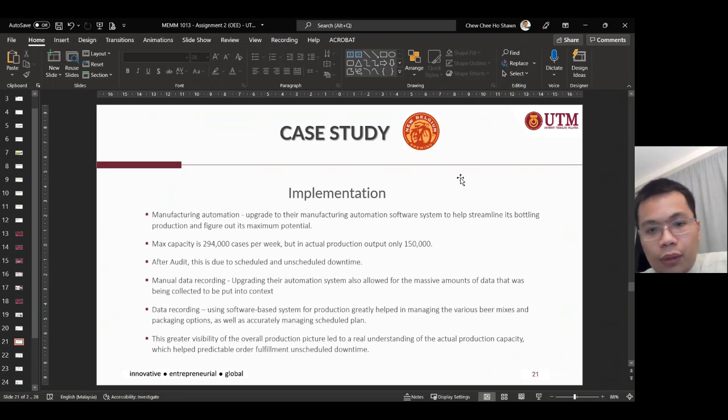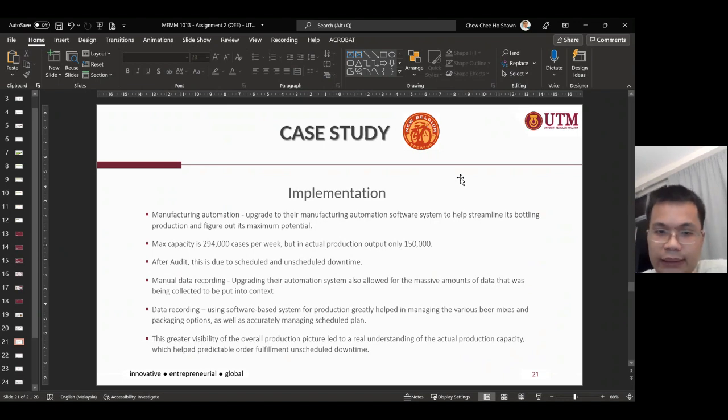They also upgraded their automation system from manual data recording to software and a system which can record a massive amount of data and put it into context. They also used a software-based system to manage the massive data collected, in order to transform it into planning, scheduling and so forth.